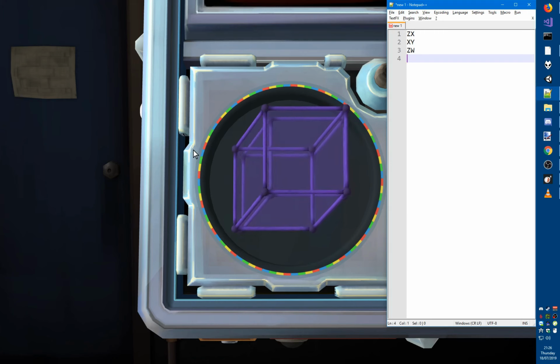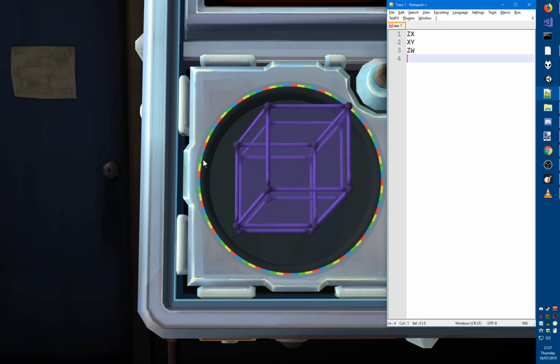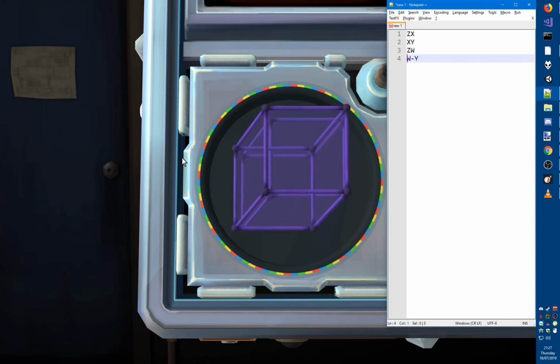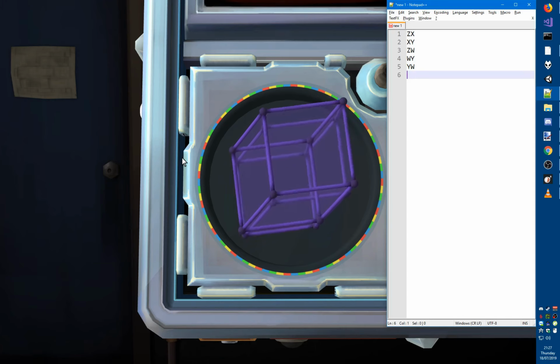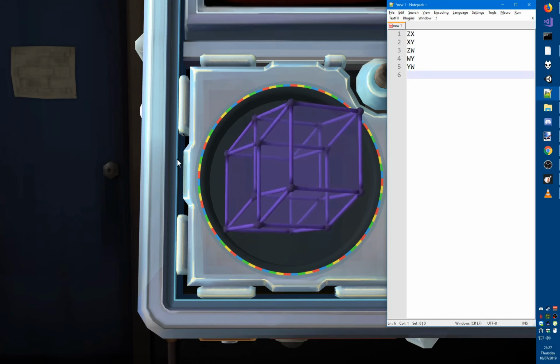See how it disappears into the module, and then it comes back. Okay, so the negative w became negative y, so that's a wy, and then we just have the reverse of that, which is yw. Alright.